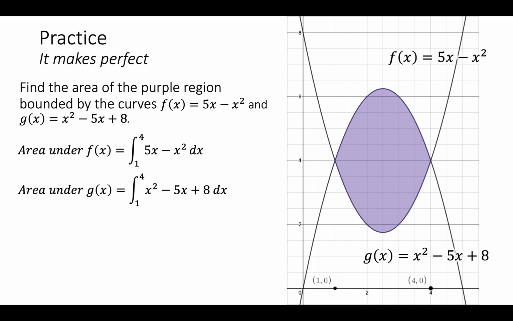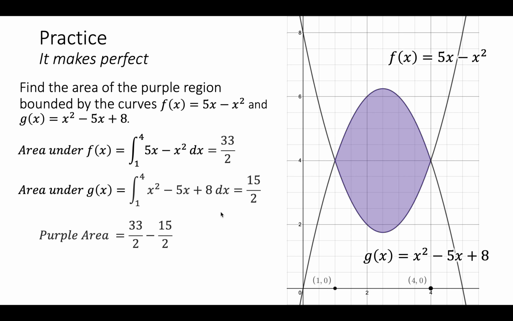So the area under f of x is given by this. The area under g of x is given by this. When you evaluate those, you should get these numbers. And so the purple area is the bigger number minus the smaller number, which is going to be 9. And so the final answer should have been 9.